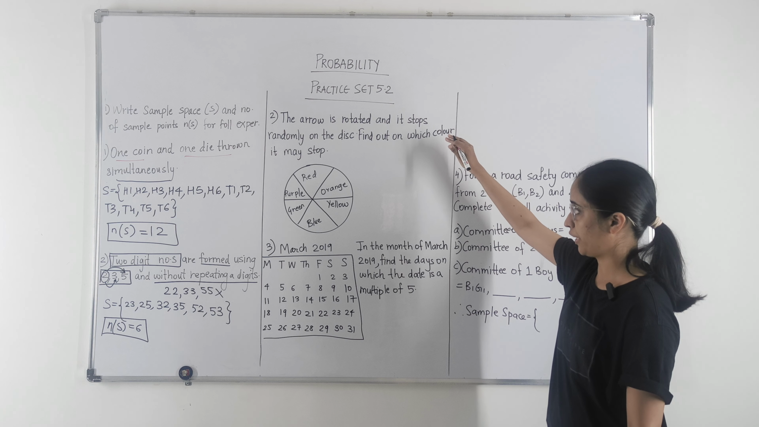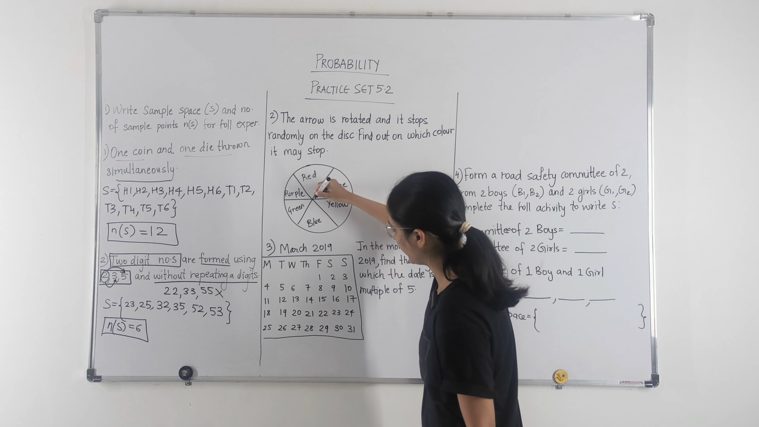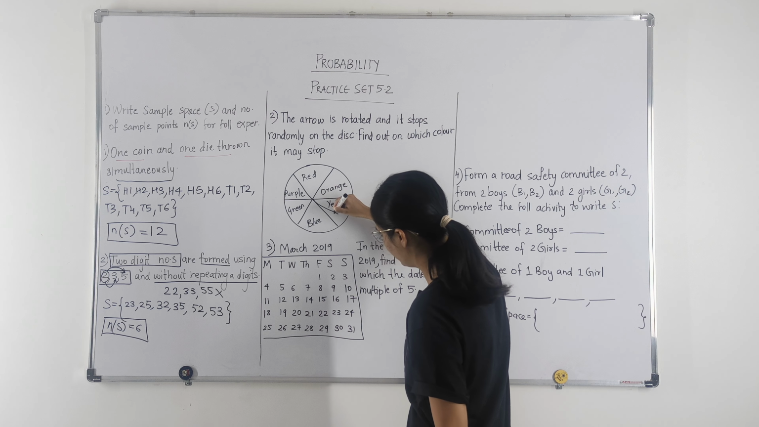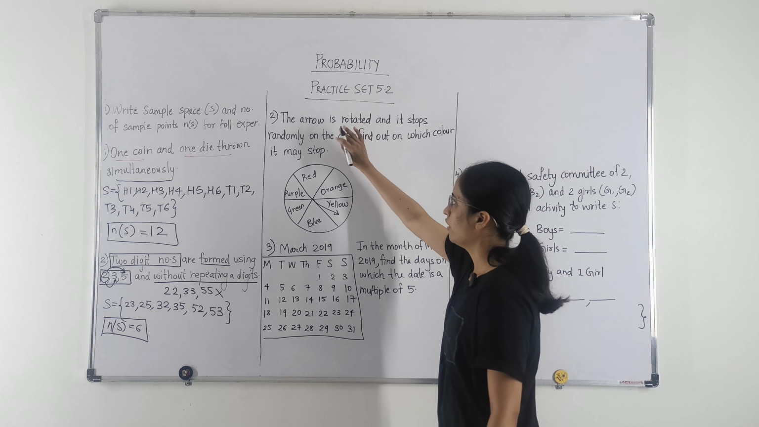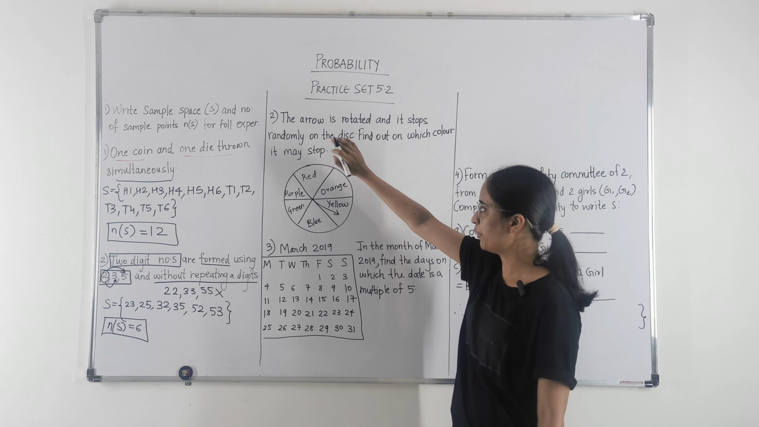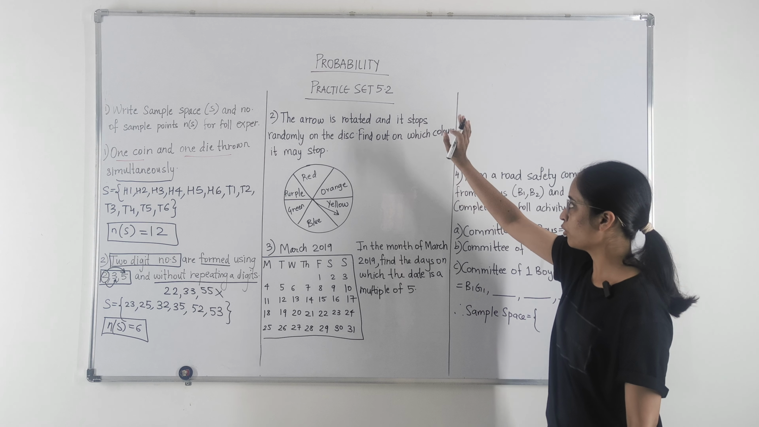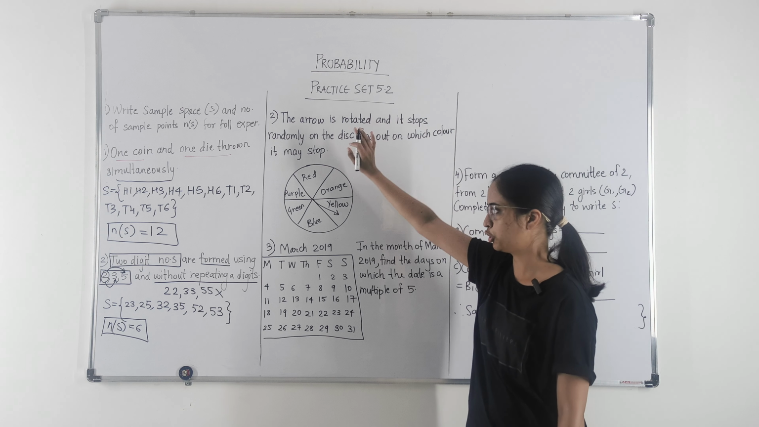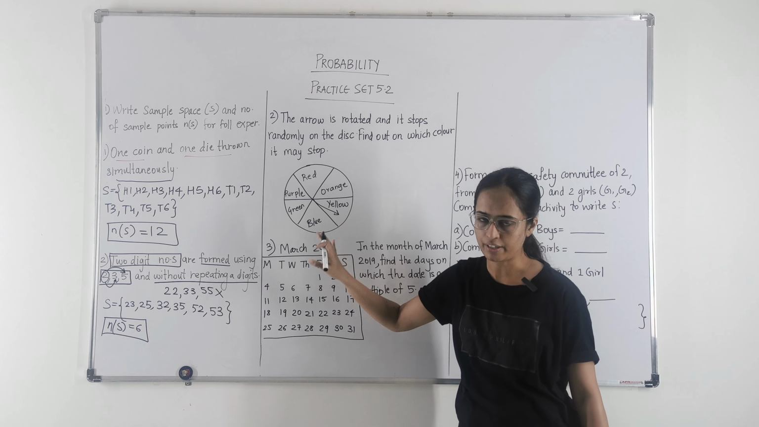The arrow is located. I did not locate the arrow. It is over here in the yellow section. The arrow is rotated and it stops randomly on the disk. Find out on which color it may stop. This is just given for your reference.